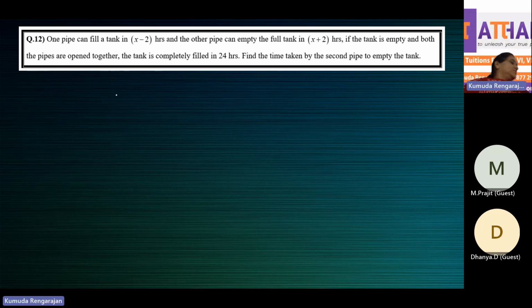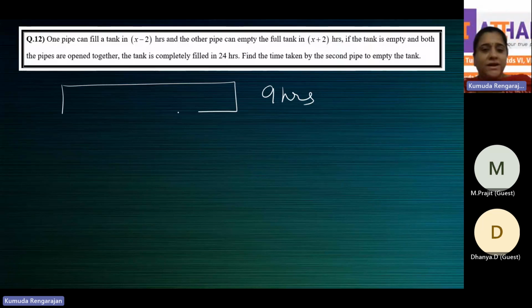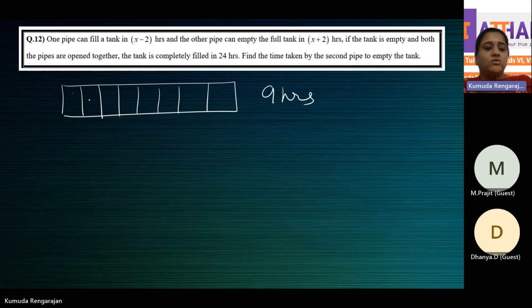Supposing you complete a piece of work in 9 hours. That means you're dividing the work into 9 equal portions. 1, 2, 3, 4, 5, 6, 7, 8. Correct?